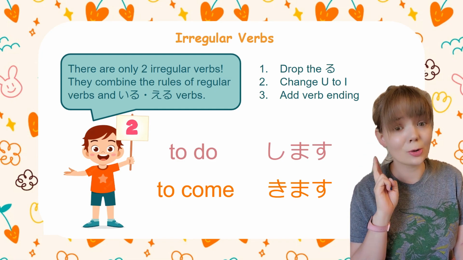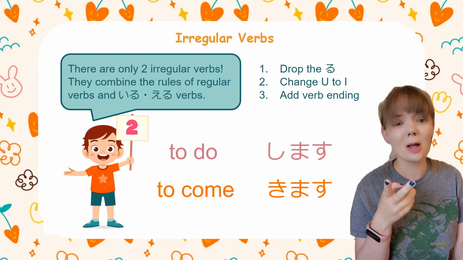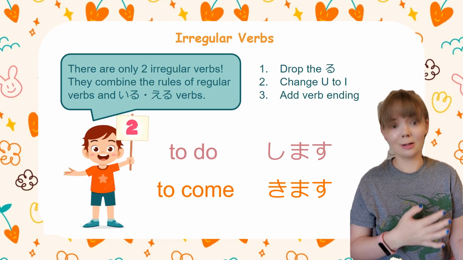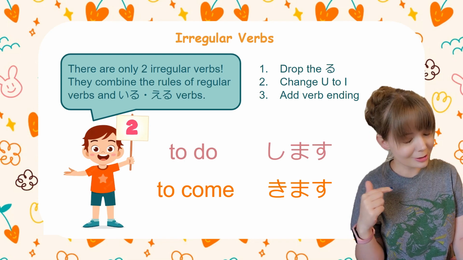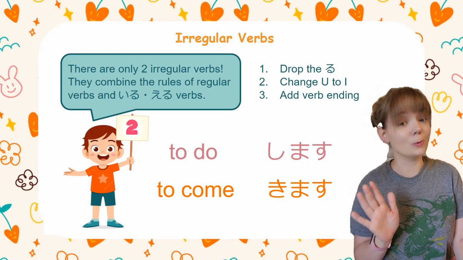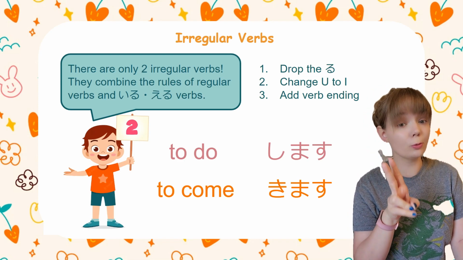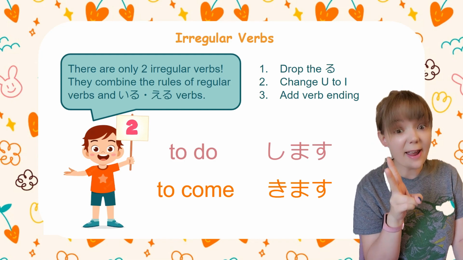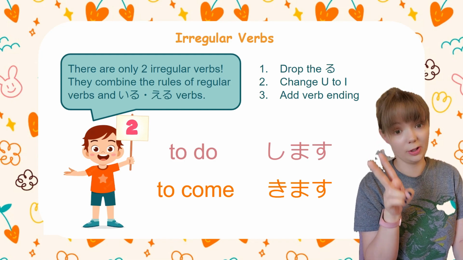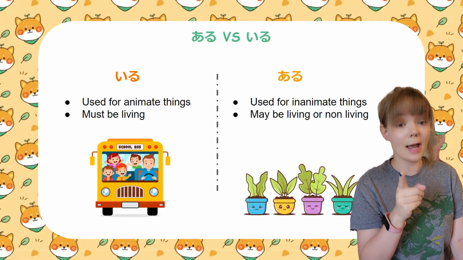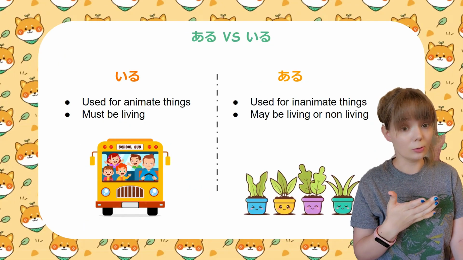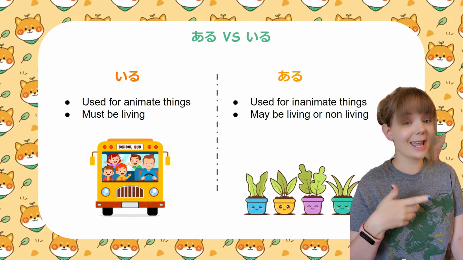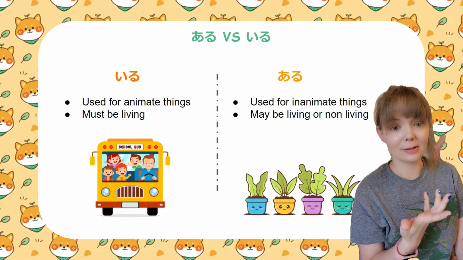So not only are there only two irregular verbs, but they're really not that complicated. Not in comparison with English irregular verbs. So they're not that bad. There's just two. And they use both rules. Drop the ru and change u to i. Both of them. Now, last time we also talked about the verb iru, which is used for living, animate things.